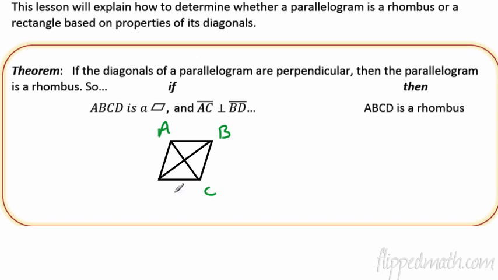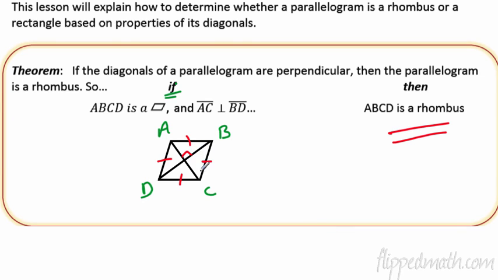A, B, C, D. Okay, and this theorem says if ABCD is a parallelogram, so that's given, so you know the opposite sides are congruent. You know that they're parallel to each other. And AC is perpendicular to BD. So let's put a little right angle mark in here. Ta-da! If these diagonals are perpendicular, then this is a rhombus. That means that you can mark all the sides congruent. It's basically our conclusion there.